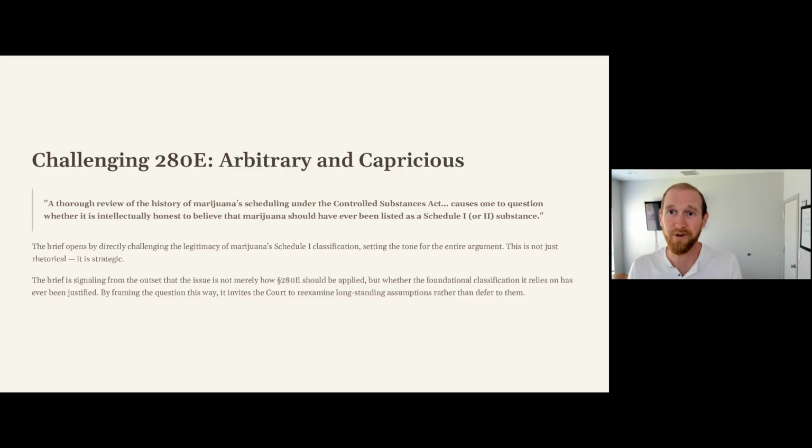A thorough review of the history of marijuana scheduling under the Controlled Substances Act causes one to question whether it is intellectually honest to believe that marijuana should have ever been listed on a Schedule I or II substance, which I love because isn't that the debate here? Is it intellectually honest that cannabis is a Schedule I substance? It's bonkers. It's bonkers that it is, and yet we have so many people in positions of power always reinforcing that it is, even though it clearly is not.